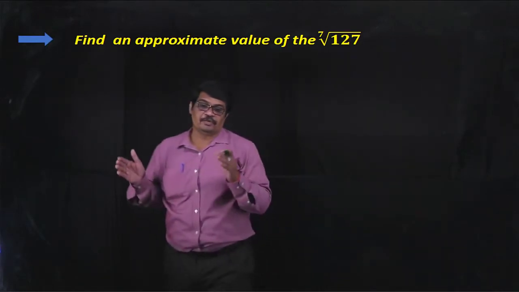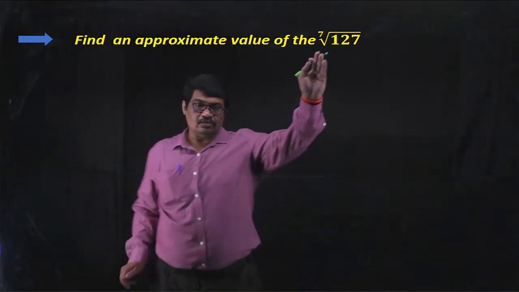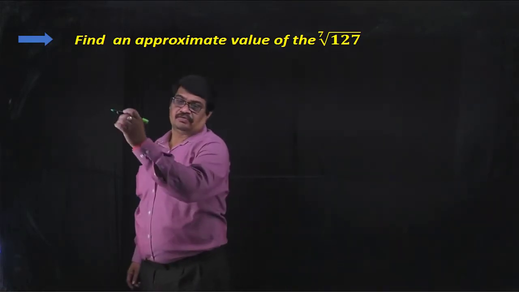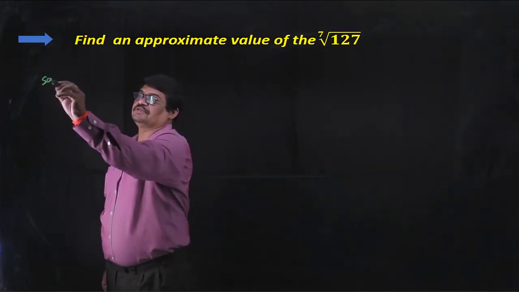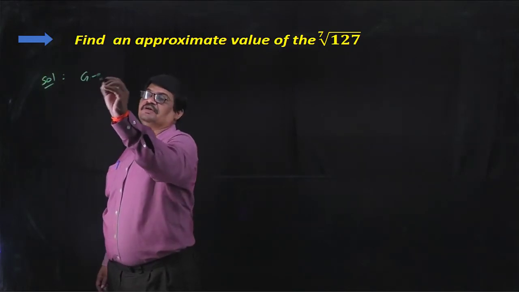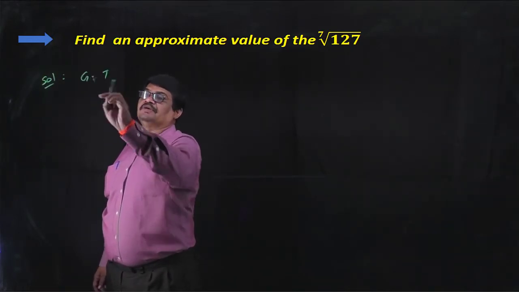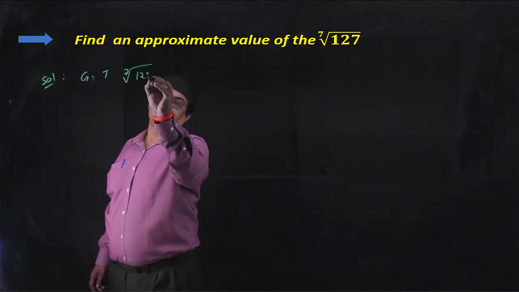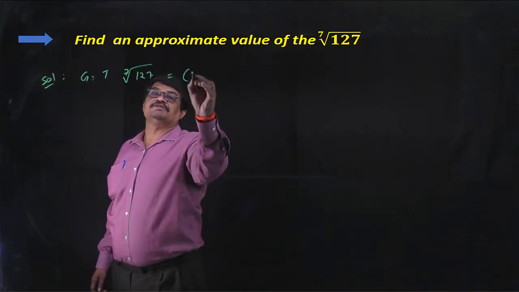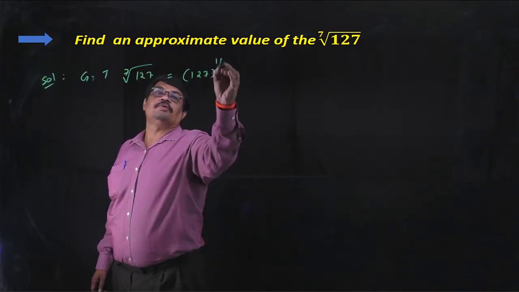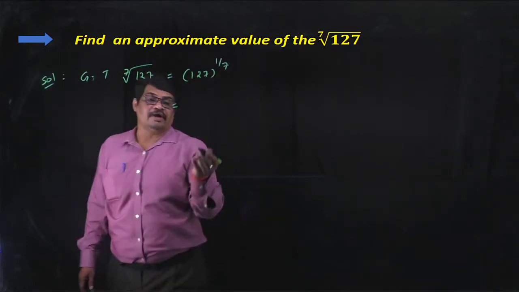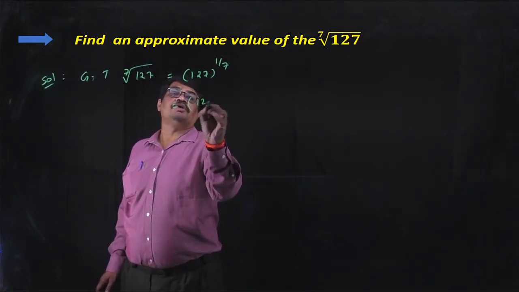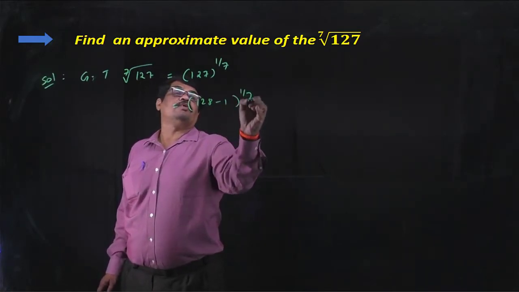See the problem. Find an approximate value of the 7th root of 127. Now we have to find the approximate value of this term. So what is given here? That is the 7th root of 127. This can be written as 127 whole power 1 by 7. Now we are writing 127 as (128 minus 1) whole power 1 by 7.